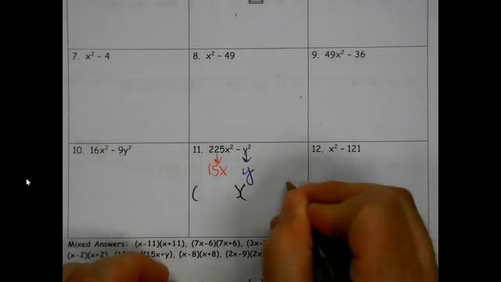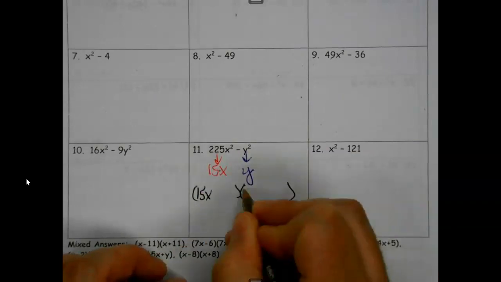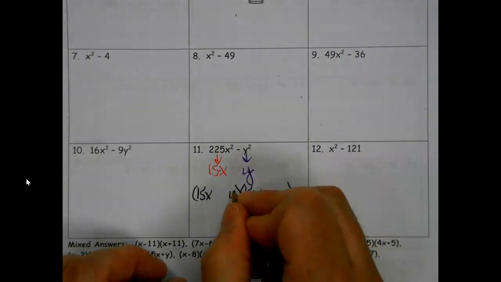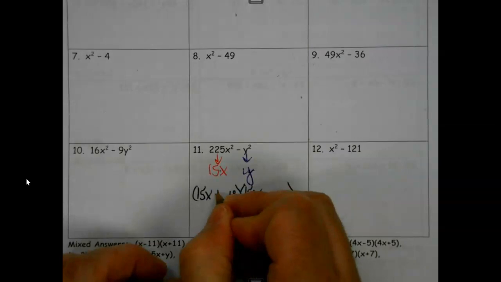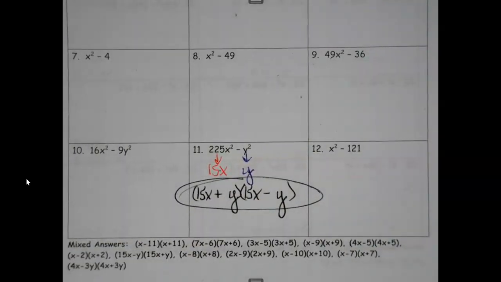It's going to look a little weird, but that's my first term in both, 15x. That's my second term in both, y. And it's still 1 plus, 1 minus. Nothing different. It's all about kind of finding the pattern and then rolling with it. Even if it looks a little different, the pattern itself still works.